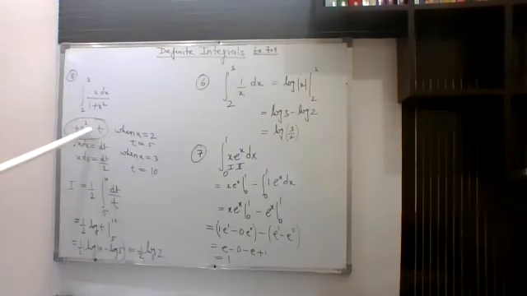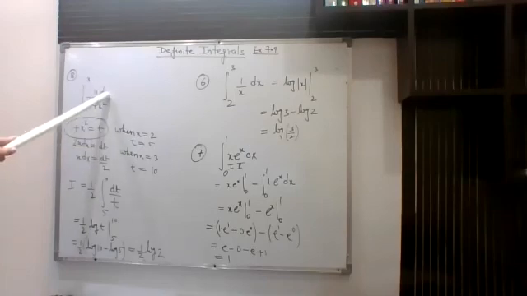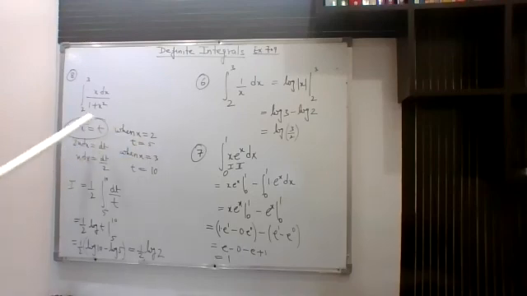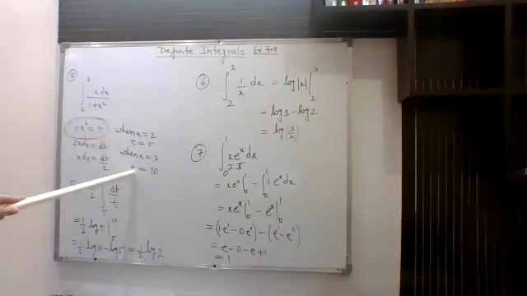So 1 plus x square is equal to t. Now when your x is 2, I am putting 2 over here, it will become 1 plus 4, that is 5. So t is 5. When your x is 3, I am putting it over here, so your t will become 10. Now your new limits are 5 to 10 dt by t. Now just integrate, calculate, and we'll get the final answer.